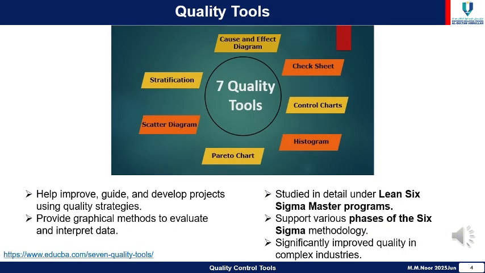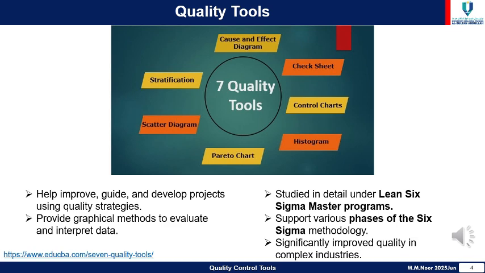So these are the quality tools. There are many quality tools, but these 7 are the basic ones. So you can see there is check sheet, control charts, histogram, Pareto chart, scatter diagram, stratification, and cause and effect diagram. So in my case, I will use the cause and effect diagram in this presentation slide.